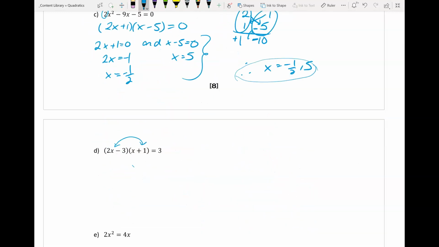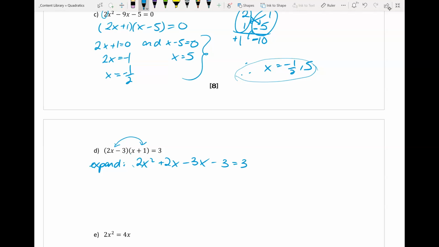So what we need to do actually first is expand this and then move this 3 with everything else when we collect like terms, and then reset it equal to 0 and then factor again. So I'm going to multiply this 2x with the x and the 1, the negative 3 with the x and the negative 3 with the 1. So we're going to expand on the left-hand side. That's 2x squared. 2x times 1 is 2x. Negative 3 times x is negative 3x, and then negative 3 times 1 is negative 3. This is still equal to 3 right now.